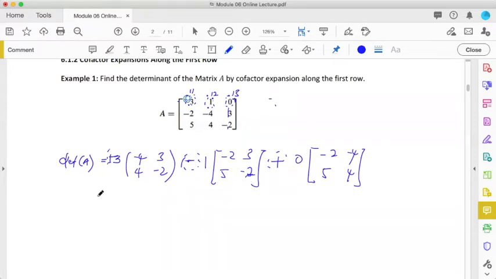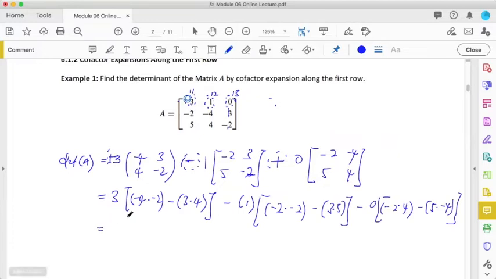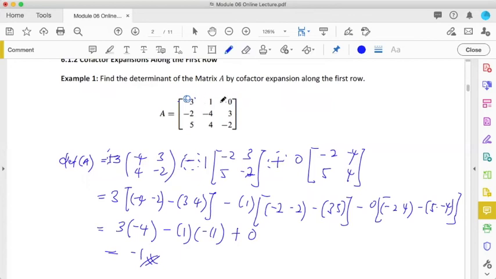Okay, so if you solve that, you get 3 times (-4 times -2 minus 3 times 4) minus 1. So if you solve this, you get 3 times (8 minus 12)... negative 4, minus 1 times..., you get negative 11 plus 0. So that one will give you negative 1. So the determinant for this matrix is negative 1. So this is the determinant that we get when we only pick the first row, which is this row.